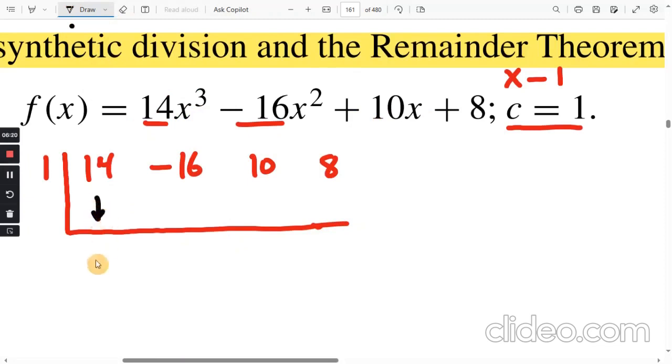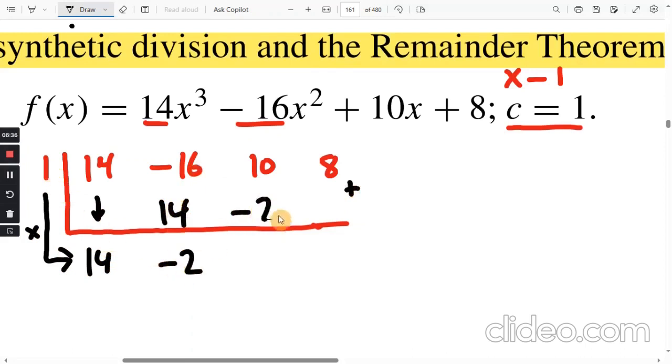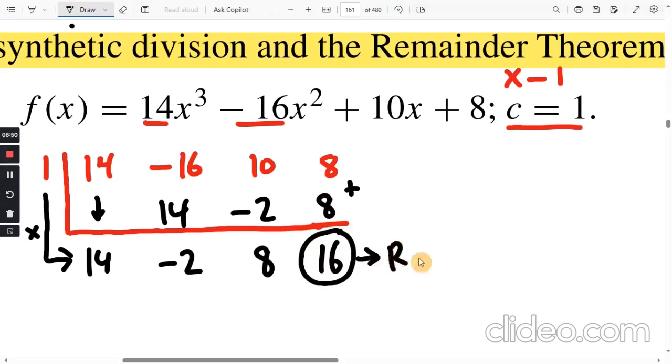So bring down the first term, that's a 14. Then we multiply, we distribute that 1 to the bottom row. 1 times 14 is 14. And we're adding here, negative 16 plus 14 is negative 2. 1 times negative 2 is negative 2. Adding 10 minus 2 is 8. 1 times 8 is 8. And 8 plus 8 is 16. So your 16 is the remainder.